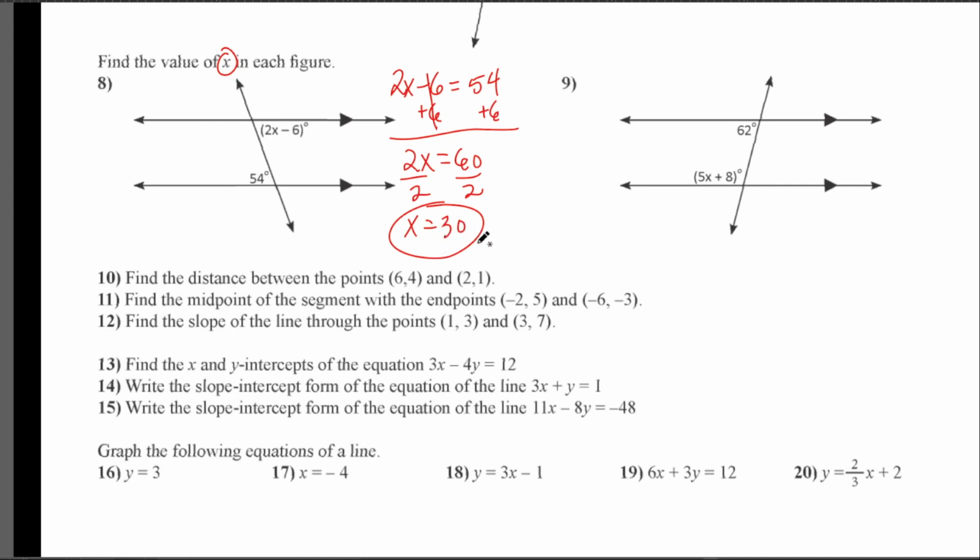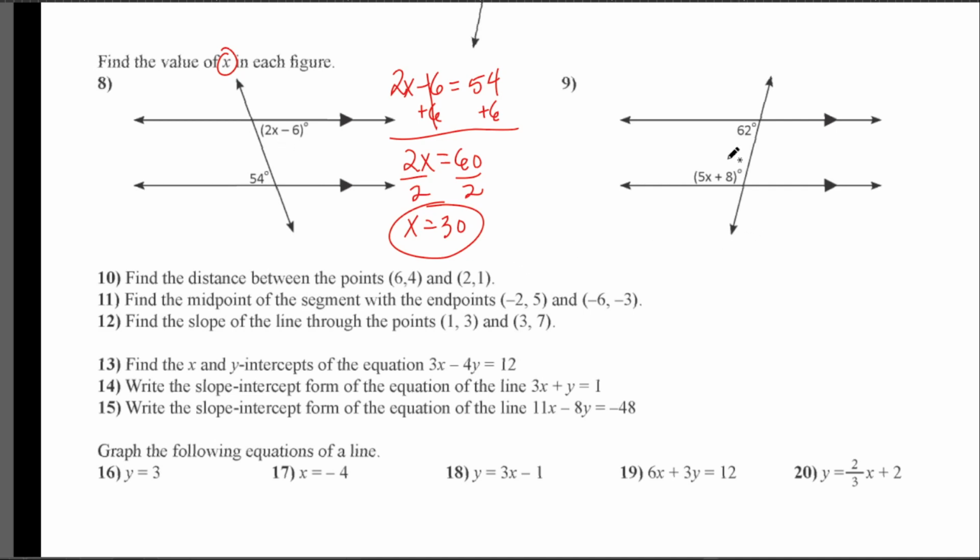Just for the fun of it, let's put it back in just to see if it actually does work. Because this thing right here should come out to what? To 54. Let's see if it does. So put 2 times 30, which is 60. 60 minus 6 is 54. Yep, it does work.